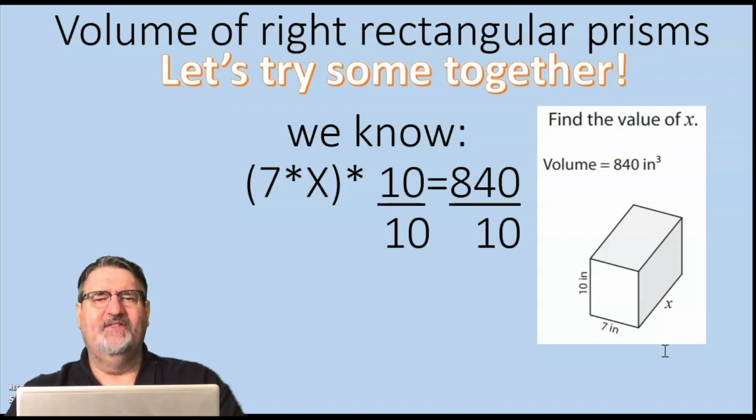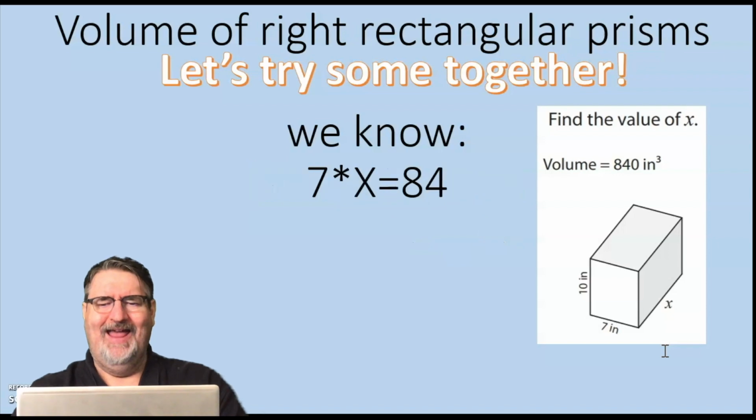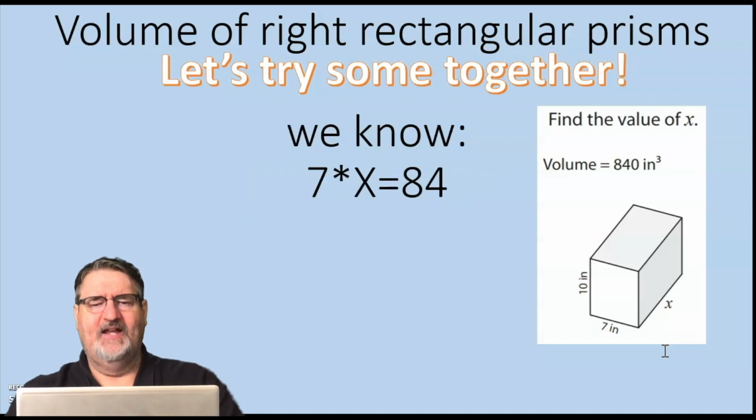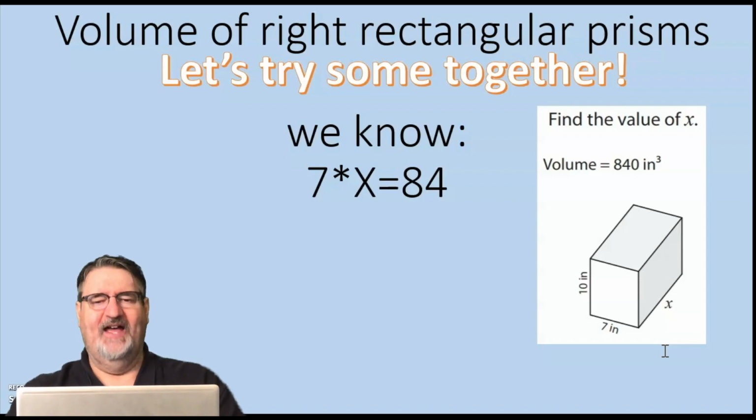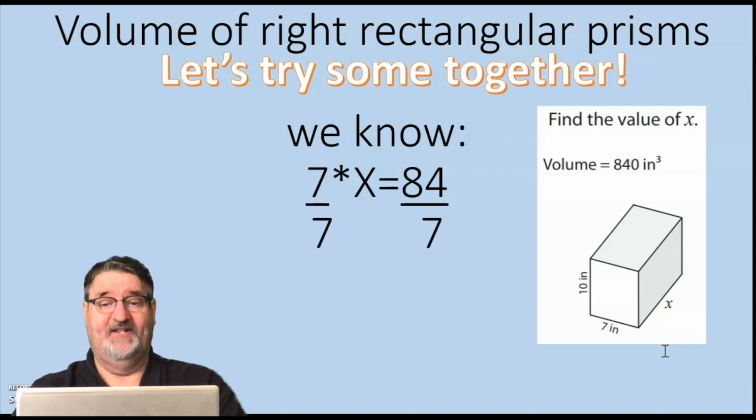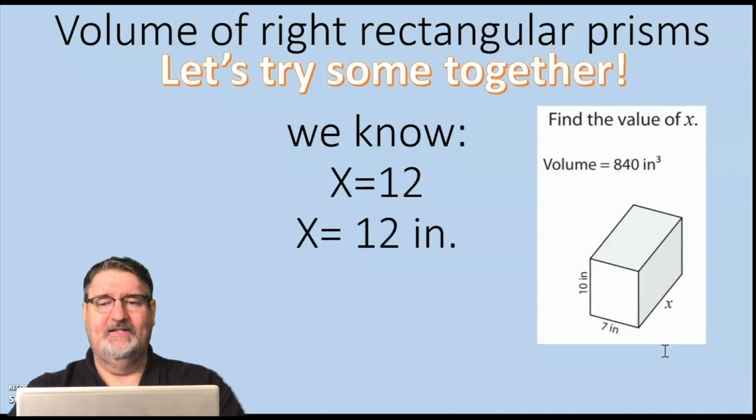Well, let's get rid of the 10. So we're going to divide 10 on both sides. And that gives us 7 times X equals 84. Well, let's get rid of the 7 now. And we're going to divide both sides by 7. And that's going to give us X equals 12. So that side over here means that it's 12 inches.